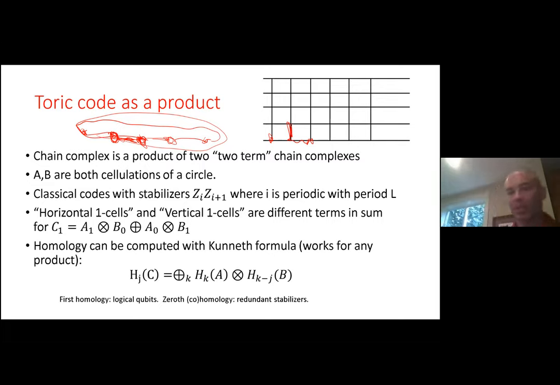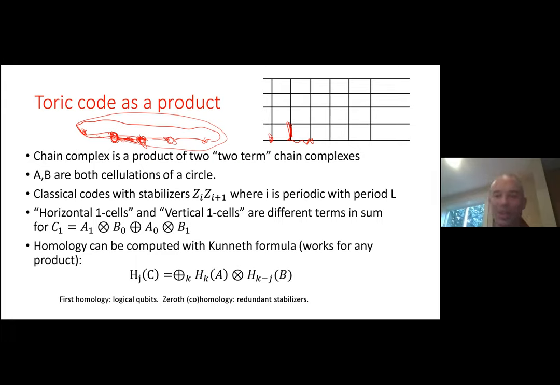And now we get to one of the first cases where you can borrow some ideas from topology. There's a formula called the Kunneth formula, which lets us work out the homology of this product complex from the homology of the input complexes. So without actually doing any calculation, I mean, on the toric code, everyone knows the toric code on a torus encodes two qubits, but there's a formula that says just like the cells of this product complex are sums of products of cells, the homology of the product complex is sums of products. And this is generally true, works for any product.